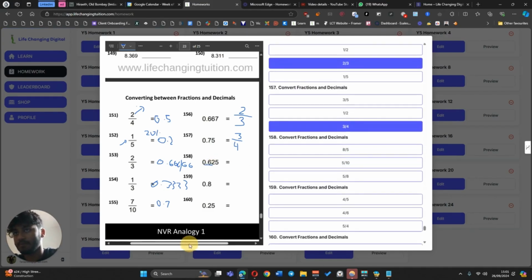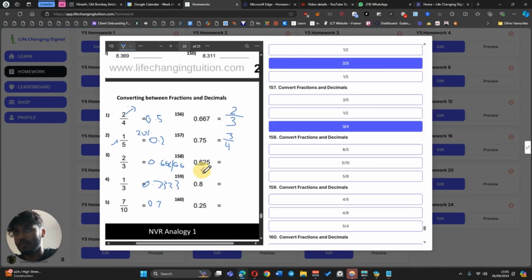0.625. So what we can do is think about it as 625 over 1,000. Instead of it being 0.625 over 1, do 625 over 1,000, and then we can simplify it from there. So how many times does 5 go into 625? 5 goes into 625 125 times, and the bottom, 5 goes into 1,000 200 times. So that's our new simplification.